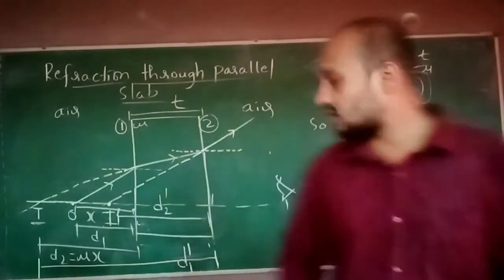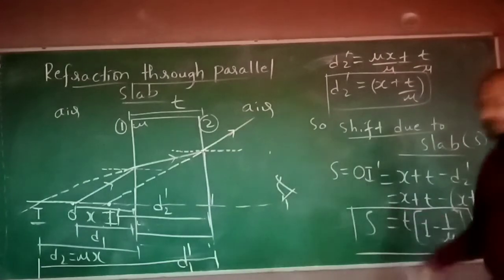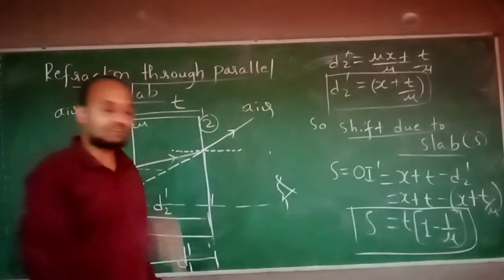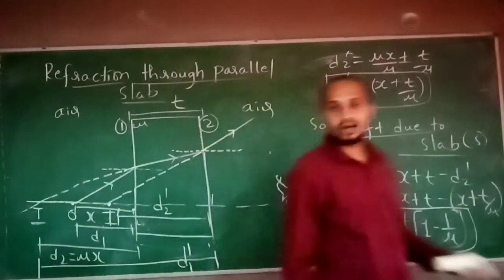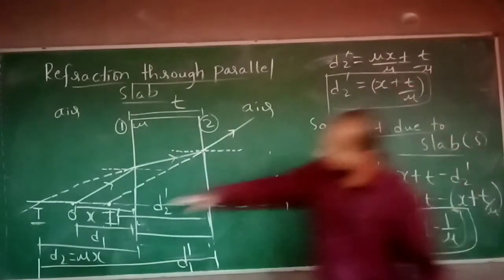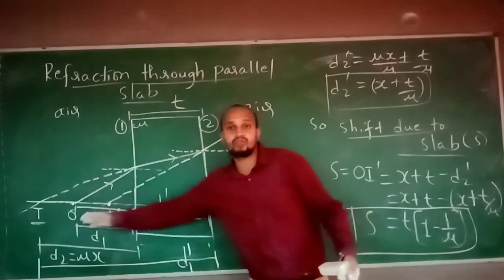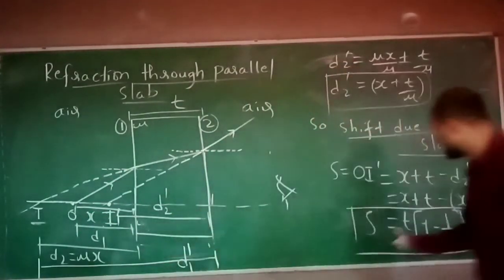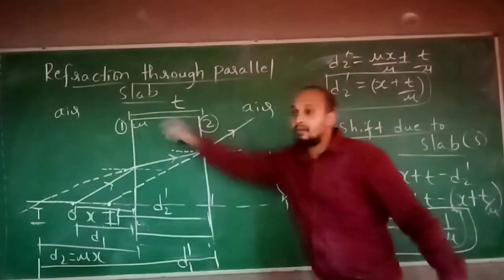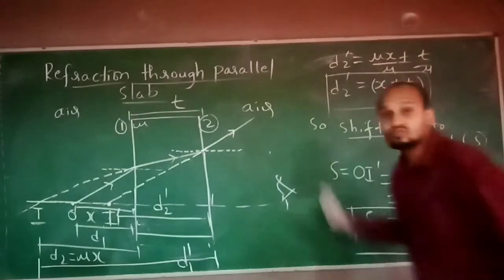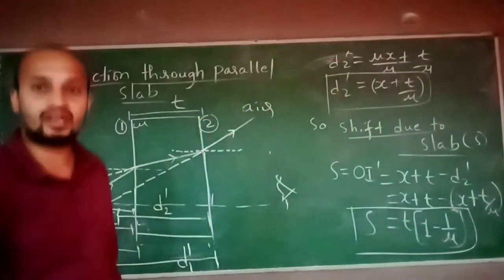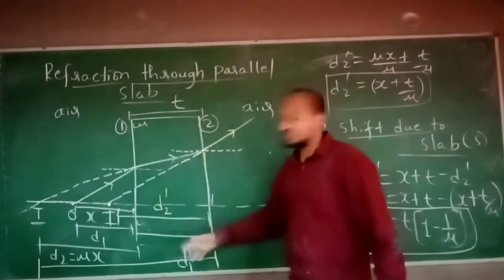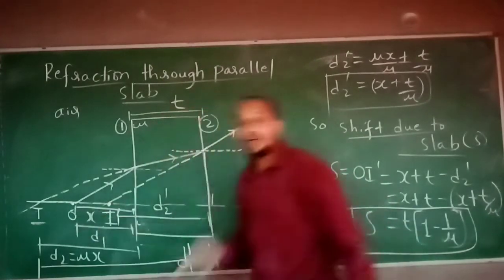So this is one thing. Another thing I will tell you. Shift is T into 1 minus 1 by mu. This is a very important formula. In normal shift also we have found it, in glass also. Now from this formula, one thing you can understand. When I view through this glass slab, the shifting of the object from point O to I dash is never going to change until and unless you change the thickness of the glass slab and the refractive index of the glass slab. Until these two change, you cannot change the shifting of this object from point O to I dash.